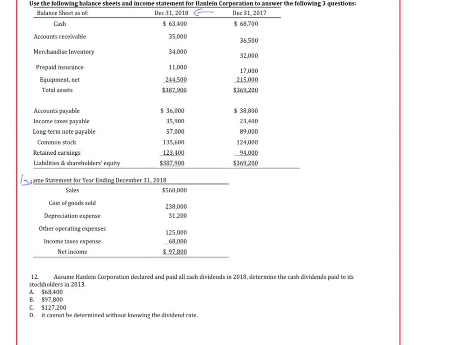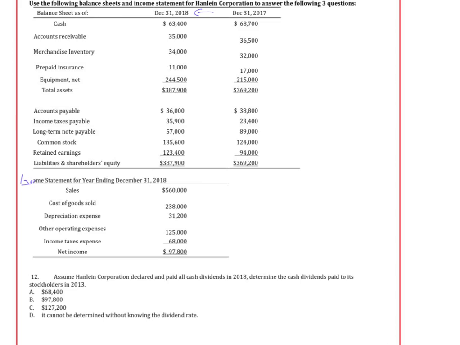So, assume Hanline Corporation declared and paid all cash dividends in 2018, and then determine the cash dividends paid to its stockholders in 2018. And so we can get that. Do they tell us no? There's no dividend payable or anything on the balance sheet, so all the dividends were paid during the year.